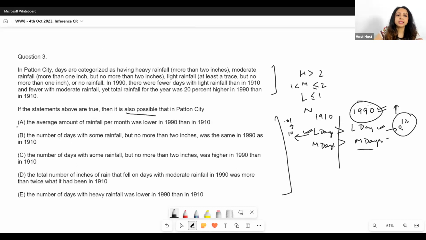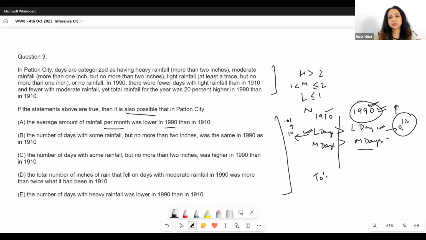Okay. A. The average amount of rainfall per month, you're going to be surprised, Himanshu. The average amount of rainfall per month was lower in 1990 than in 1910. Now, is it possible that the average rainfall per month was lower in 1990? I know that the total rainfall in 1990 was more than that in 1910, right? And how do I get the average? I just divide the total number of rainfall by the number of months, because I'm asked about the average amount of rainfall per month. And of course, both the years had 12 months in it, right?